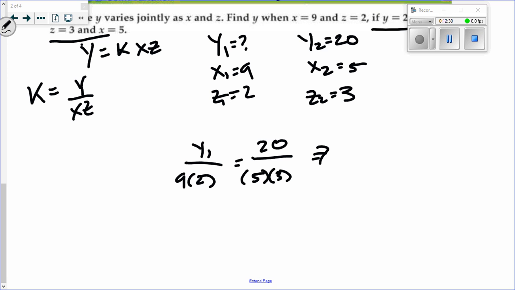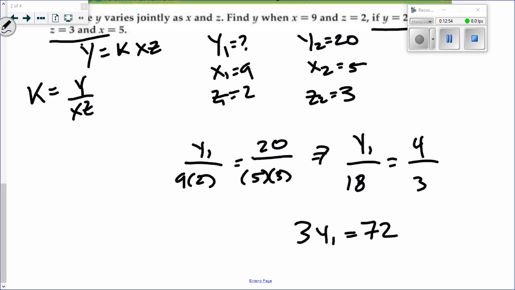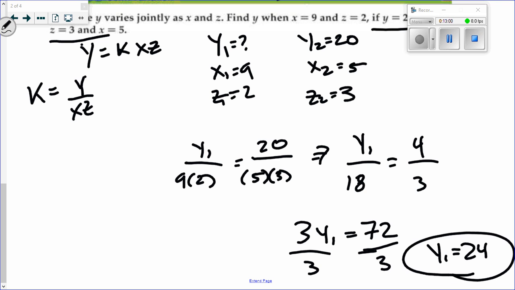Okay, simplifying this, y1 over 18 equals 20 over 15, which would simplify to 4 over 3. Cross multiply and divide. y1 times 3 is 3. y1 equals 4 times 18 is 72. Divide both sides by 3, you get that y1 is equal to 24.